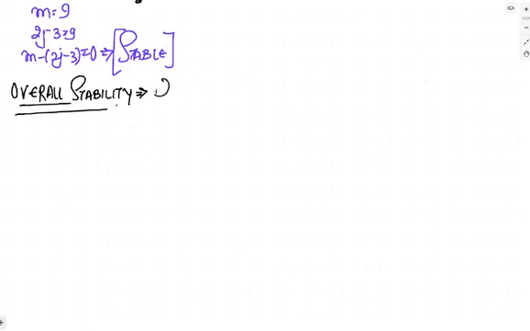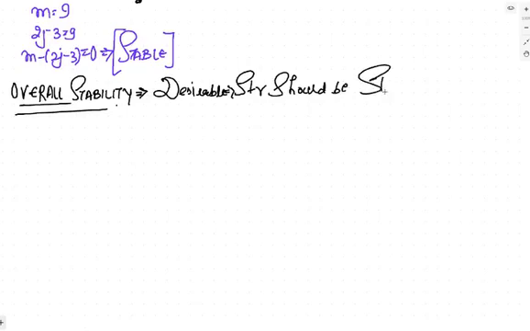What is desirable? The desirable thing is, for overall stability, the structure should be stable externally as well as internally. How do we find externally? By checking the number of reactions. How do we find internally? By checking the number of displacements, comparing with members. Members should be more.